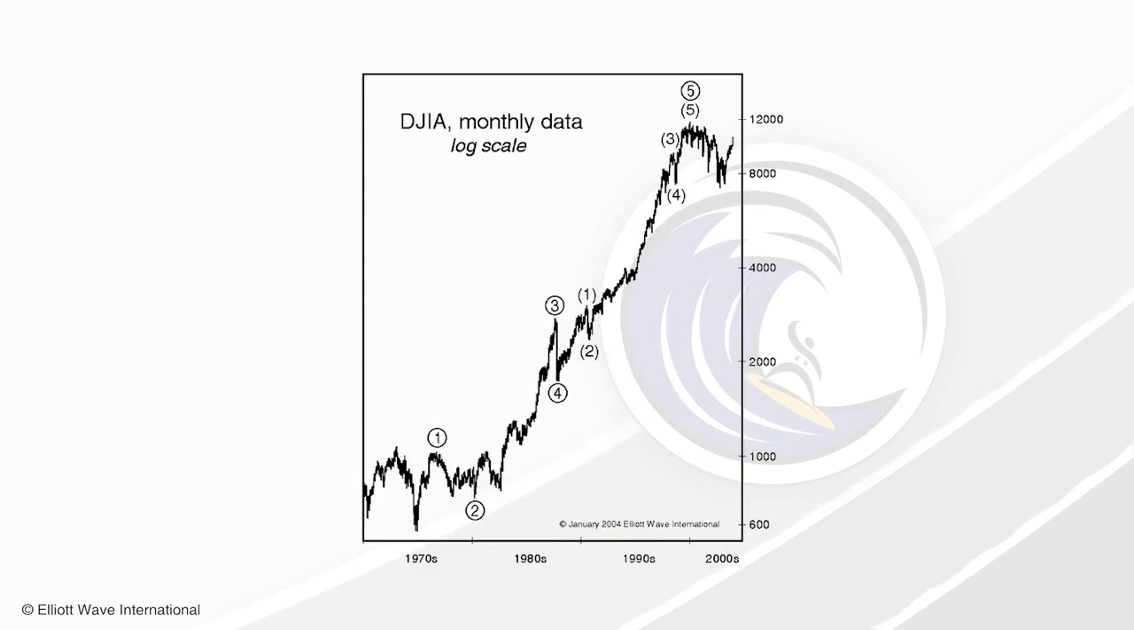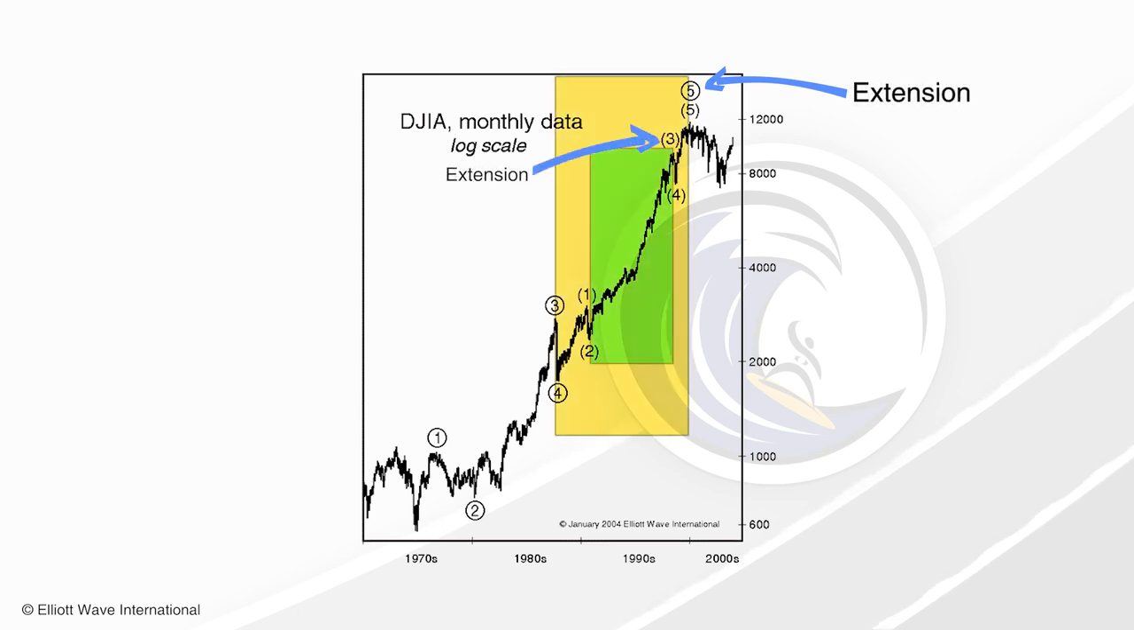Here's an example of an extension in an impulse wave. This is the Dow Jones Industrial Average, monthly data on a log scale from the 1970s to the early 2000s. We have waves 1, 2, 3, and 4 circled. Wave 5 circled is an extension. And you can see that we have an extension within the extension. This wave 3 in parentheses is also an extended wave within wave 5 circled.